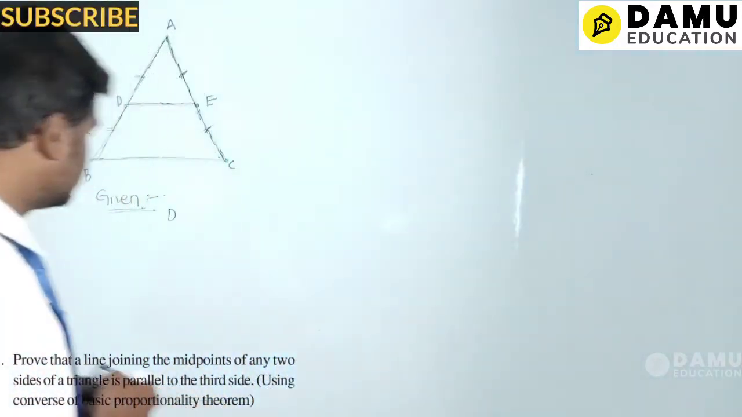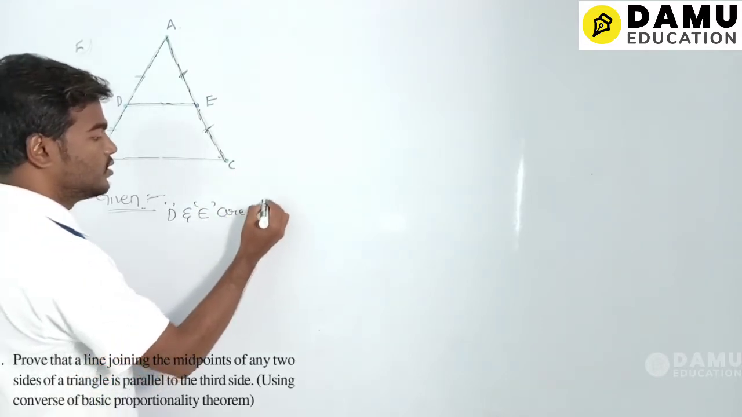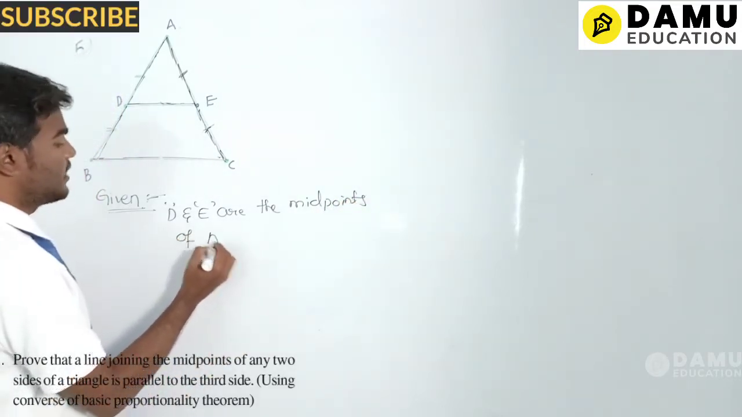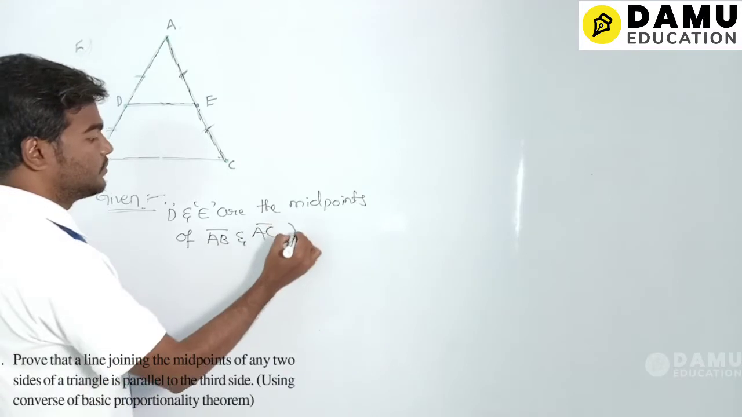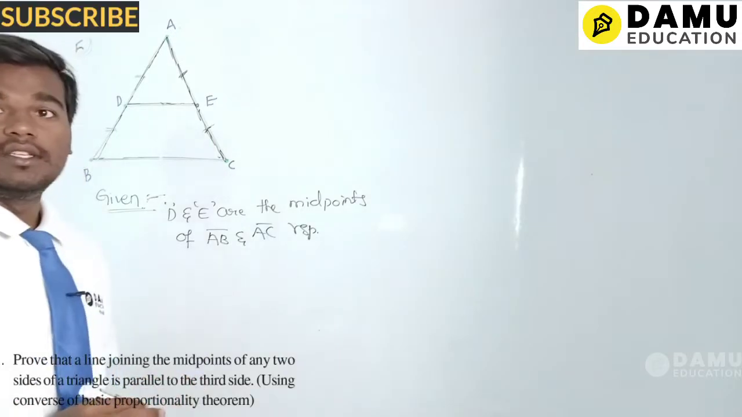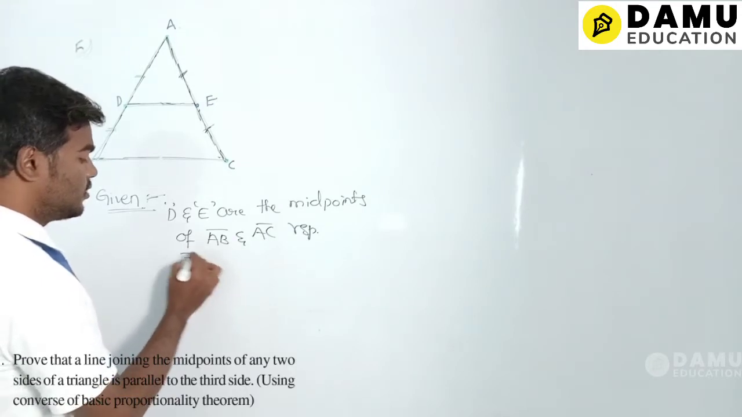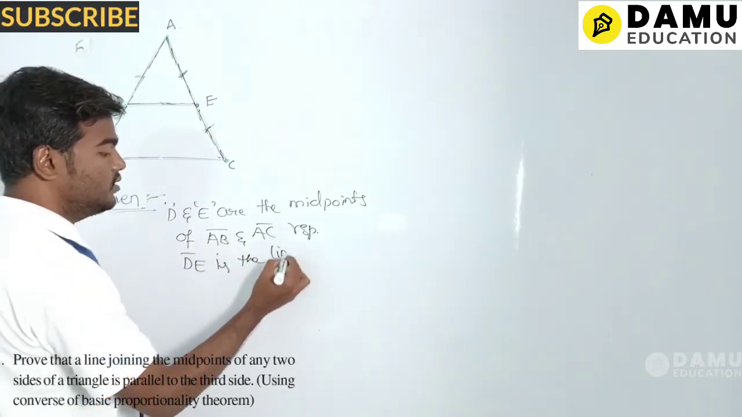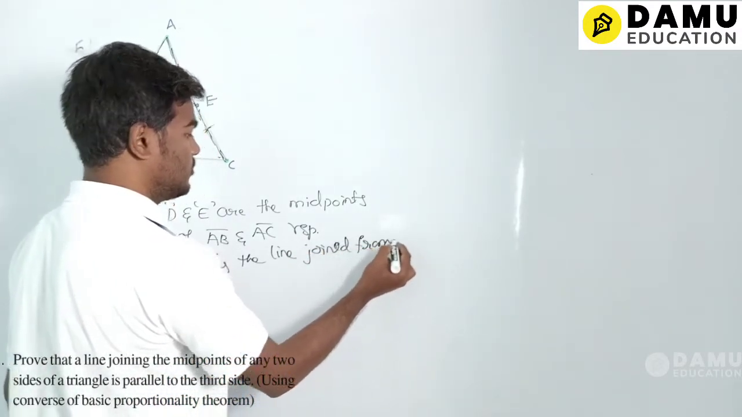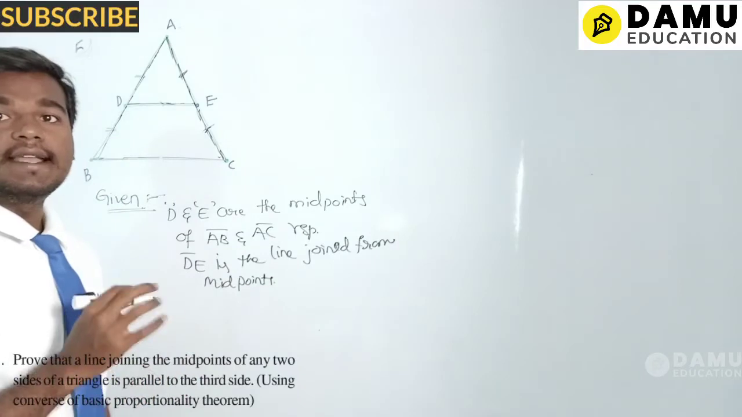So let's write the solution. What are the given conditions here? D and E are the midpoints of AB and AC respectively. So these are the two midpoints of AB and AC. The line DE is joined from the midpoints. So these are the given conditions.